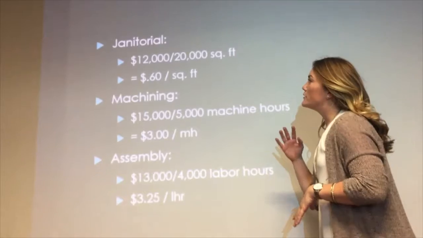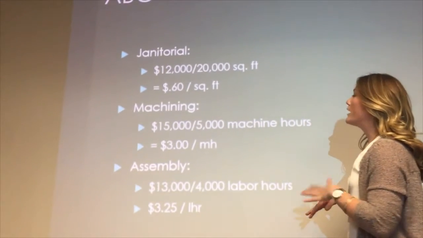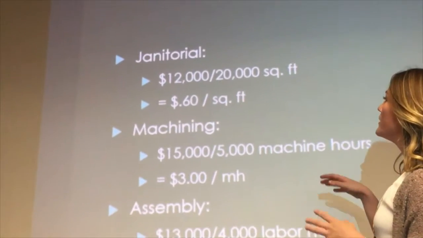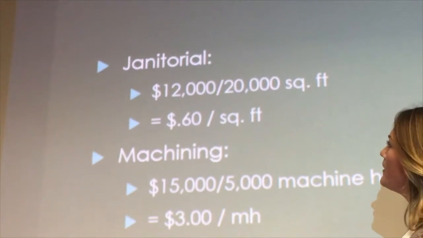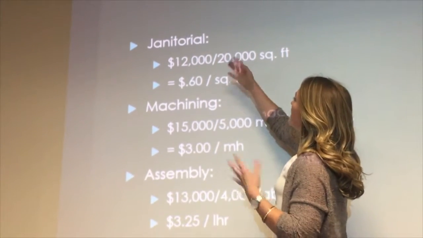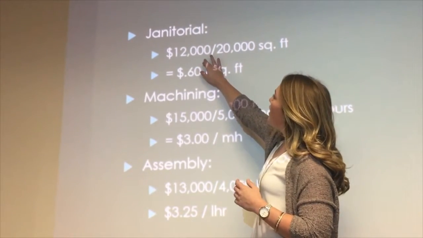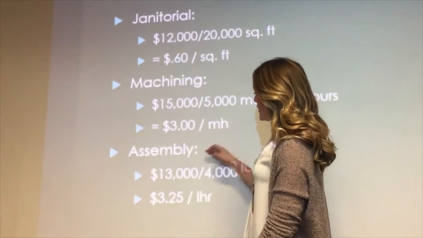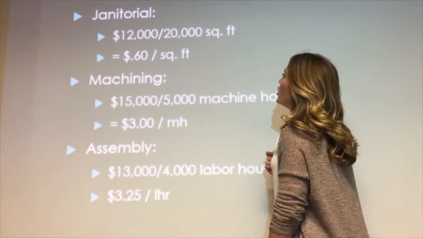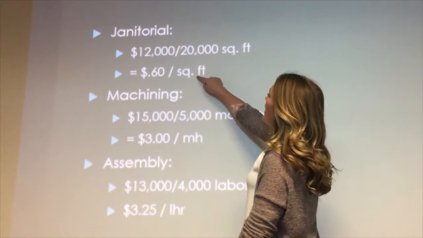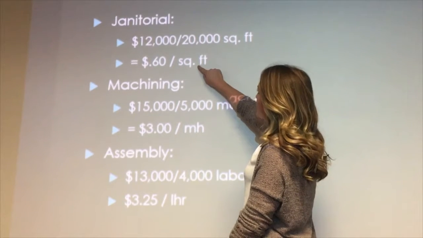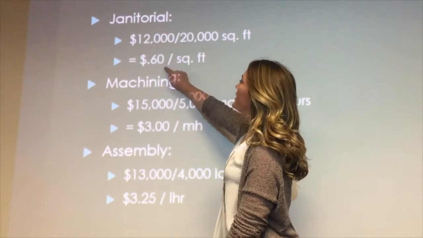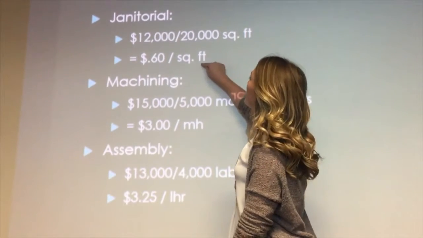So compared to the traditional method that uses only one allocation base, ABC uses multiple. So for our company, we have janitorial, machining, and assembly. And for this example, we're going to have $12,000 allocated to janitorial, $15,000 for machining, and $13,000 for assembly. So we are going to use square footage of our building for janitorial, which is 20,000. So it'll cost, for overhead, 60 cents per square foot.